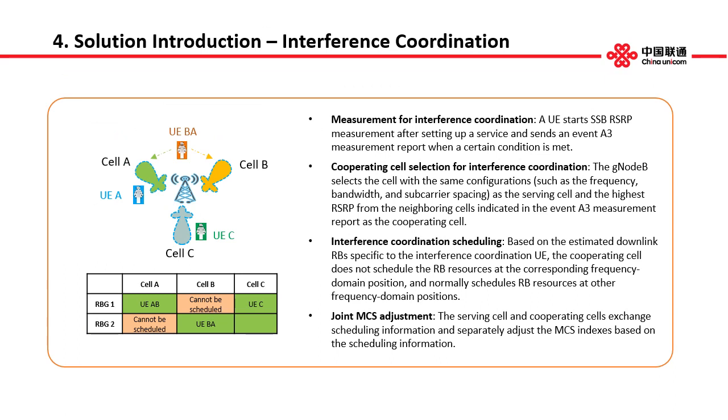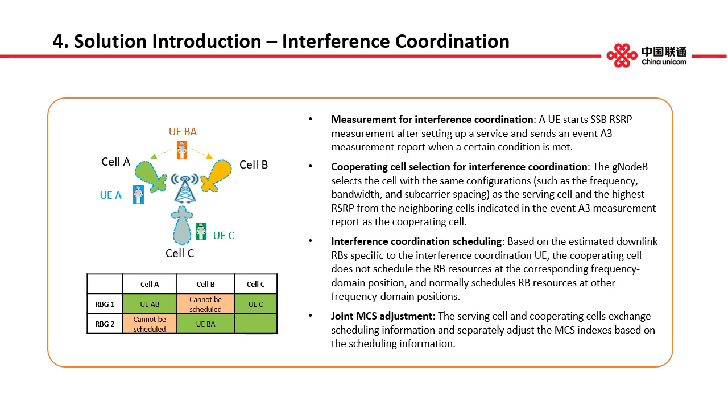Interference coordination works in 4 steps. Measurement for interference coordination. A UE starts SSB RSRP measurement after setting up a service and sends an event A3 measurement report when a certain condition is met. Cooperating cell selection for interference coordination. The NodeB selects the cell with the same configurations as the serving cell and the highest RSRP from the neighboring cells indicated in the event A3 measurement report as the cooperating cell.